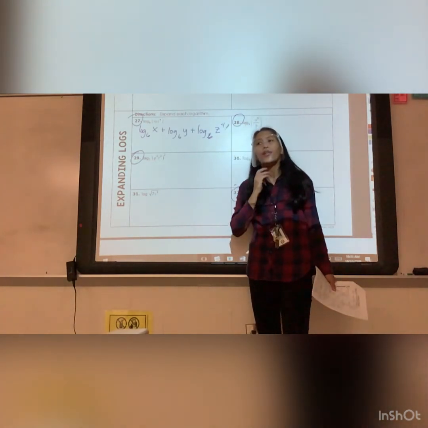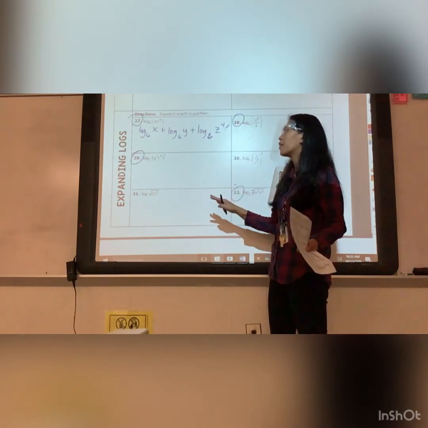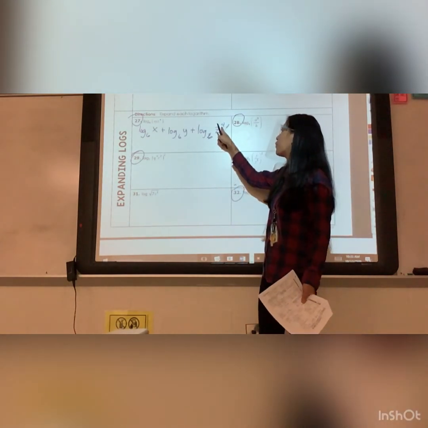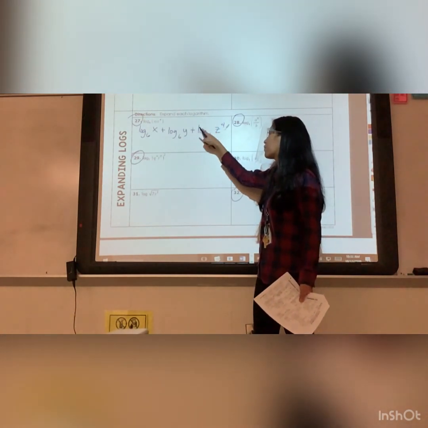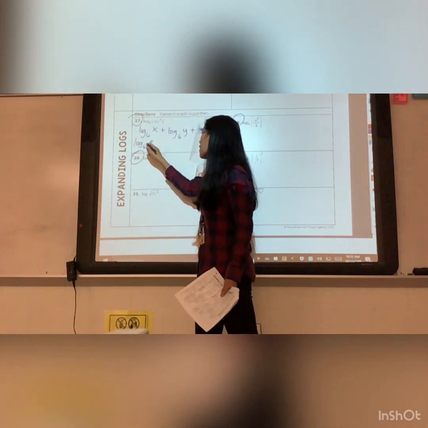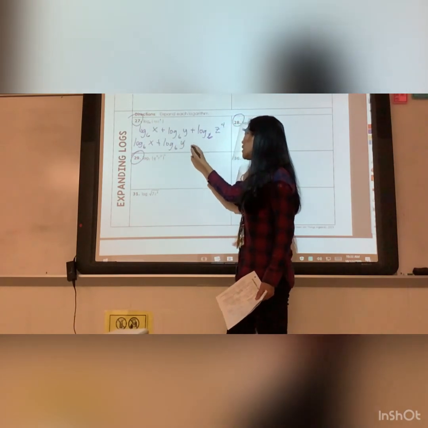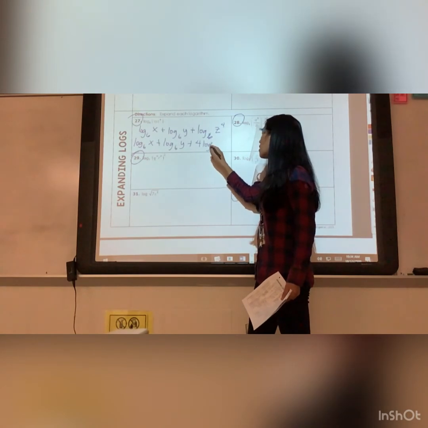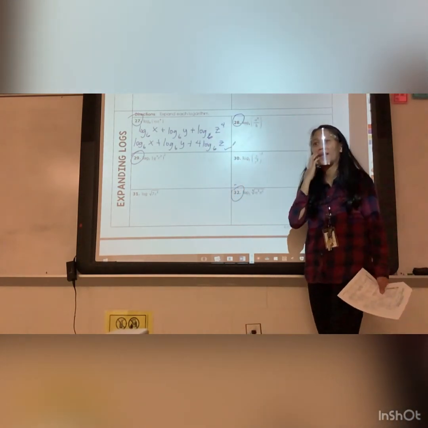You can only say that it is the final answer if there are no exponents given. So what are we going to do with 4? Move it to the front. So your final answer will be log base 6 of x plus log base 6 of y plus 4 log base 6 of z. So this is now your final answer.